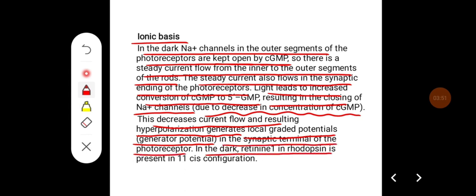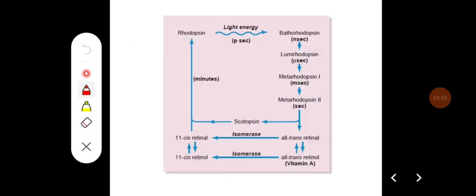Note that in the dark, retinal 1 in rhodopsin is present in 11-cis configuration. You can see when light falls on rhodopsin, it gets converted into bathorhodopsin, lumirhodopsin, metarhodopsin 1, 2, then gets converted into transretinal and scotopsin. And in case of dark, the scotopsin binds to the 11-cis retinal, which is activated from transretinal, to form rhodopsin.